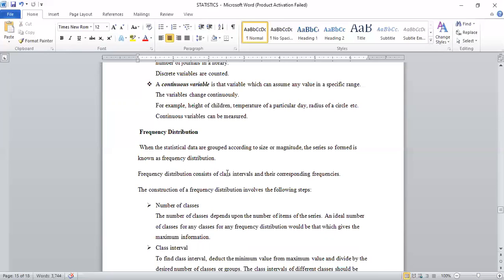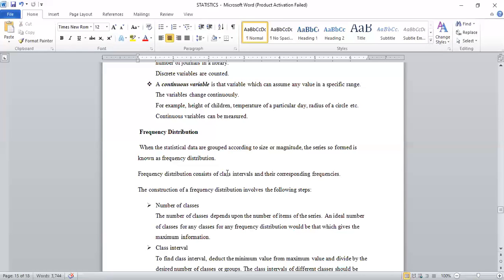A table that can be subjected to other statistical processes, such as in the formation of graphs, calculation of averages, calculation of median, calculation of mean, the measures of central tendency, the measures of dispersion. All of them can be calculated from a frequency distribution table. So this is a very critical table in statistics.